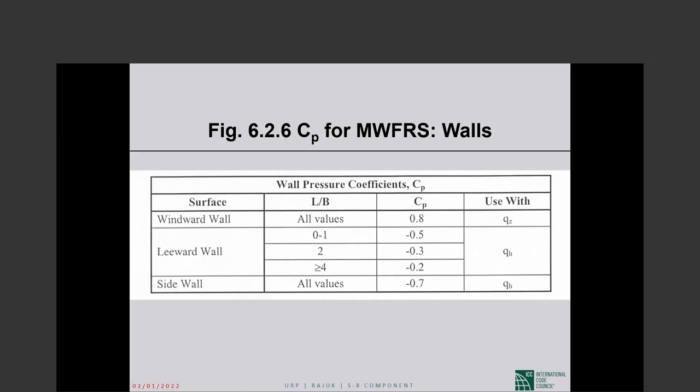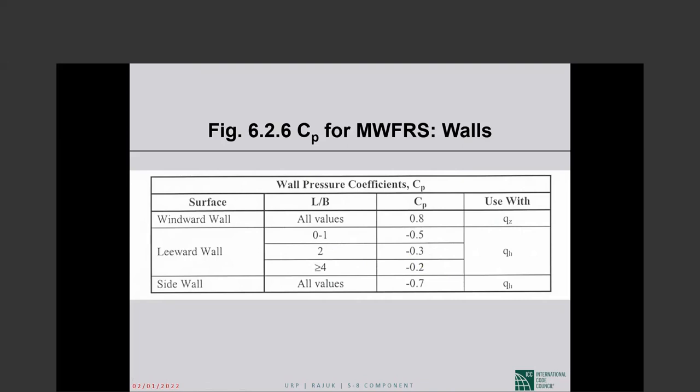Leeward wall, the C sub P depends on the L over B ratio. L, remember, is the plan dimension parallel to wind. B is plan dimension perpendicular to wind. Between 0 and 1 is negative 0.5. 2, negative 0.3, larger than or equal to 4, where the plan dimension parallel to wind is so much larger than the plan dimension perpendicular, is negative 0.2. Okay. In between, you interpolate. Okay, if it is 3, it will be negative 0.25.